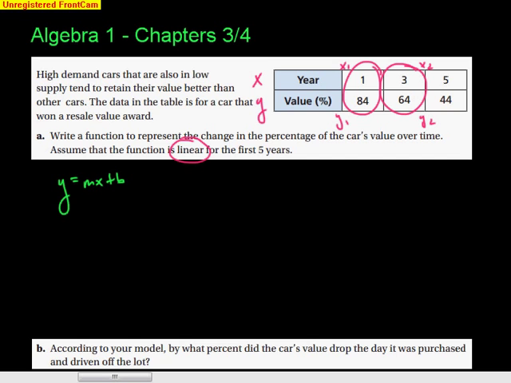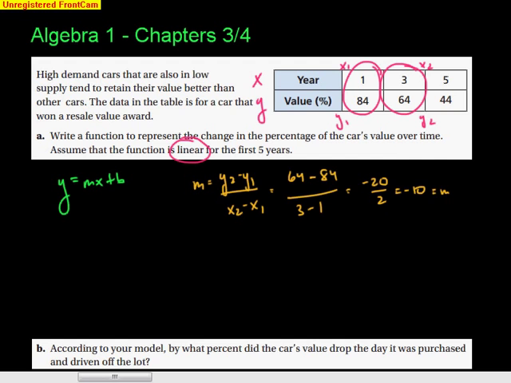So my slope formula is slope equals y2 minus y1 over x2 minus x1. That is 64 minus 84 over 3 minus 1. That's going to be negative 20 over 2, which is negative 10. And that's my slope. That's m.